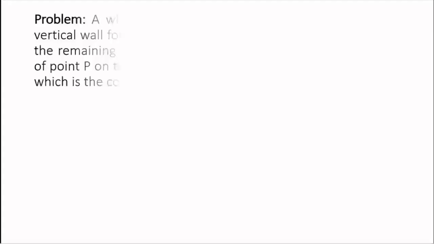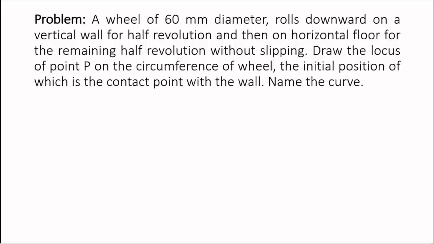The problem statement is as follows. A wheel of 60 mm diameter rolls downward on a vertical wall for half revolution and then on a horizontal floor for the remaining half revolution without slipping. We have to draw the locus of point P on the circumference of the wheel, the initial position of which is the contact point with the wall. We have to name the curve as well.